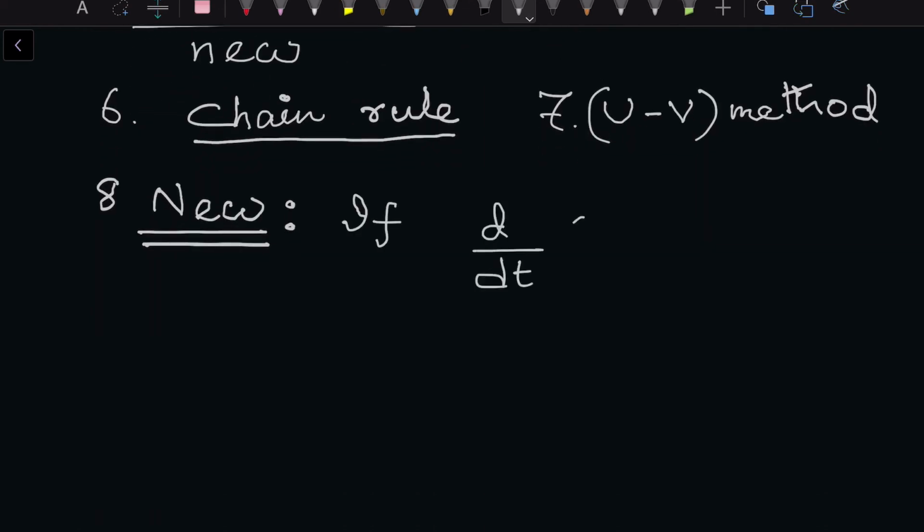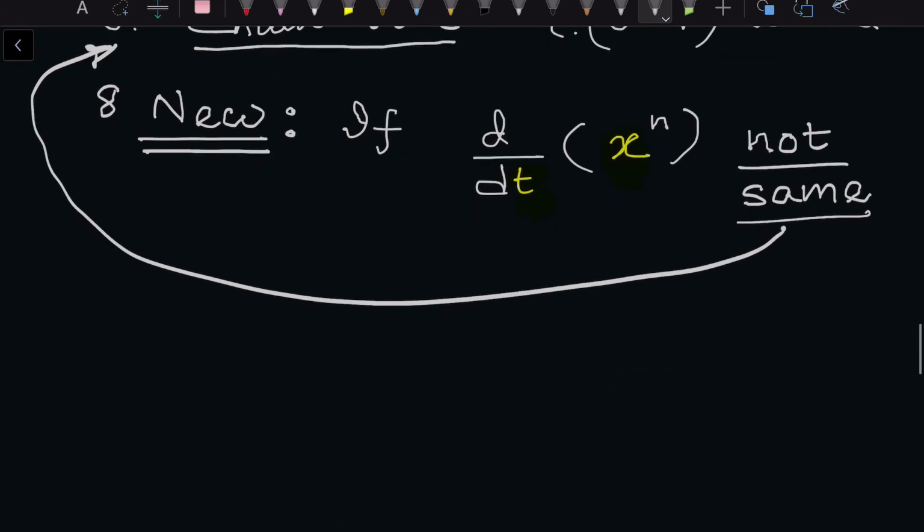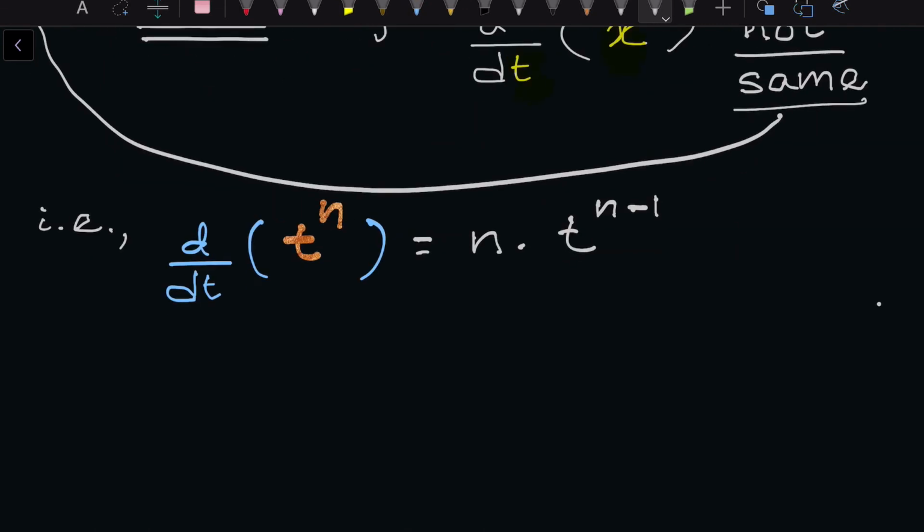One thing I didn't clear earlier, that is this one. Consider this to be a new thing. We are differentiating x to the power n with respect to t. So you can easily understand that these are not the same. So you have to apply chain rule. How? d/dt of t to the power n will obviously become n into t to the power n minus 1 because t and t were same.